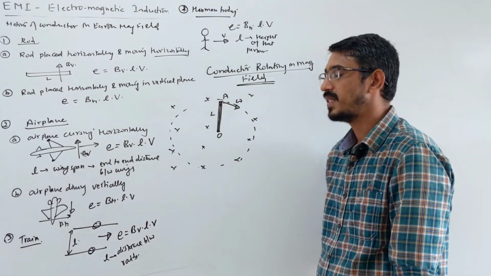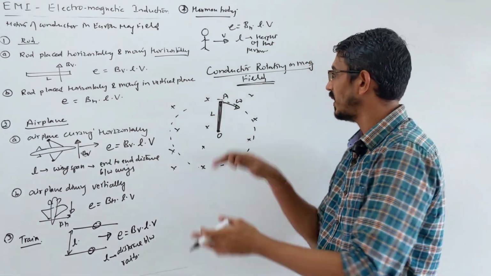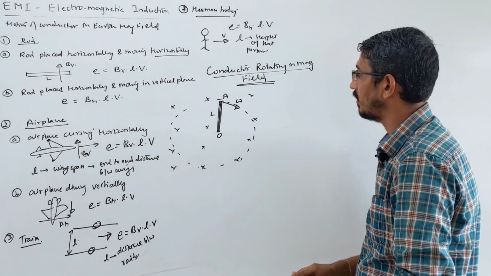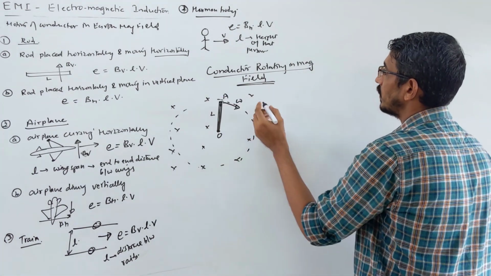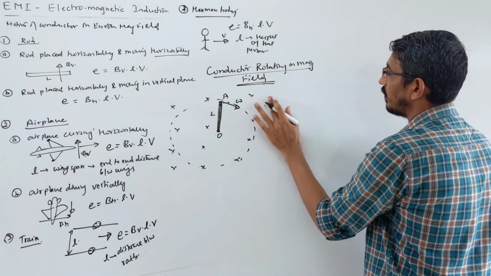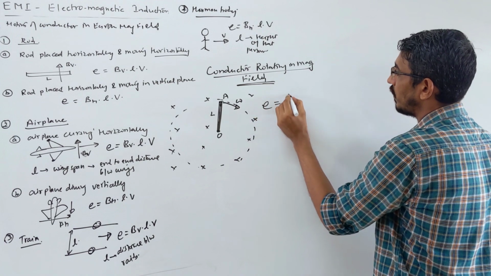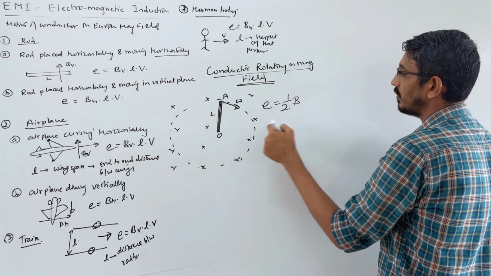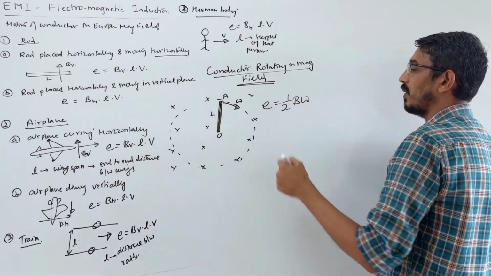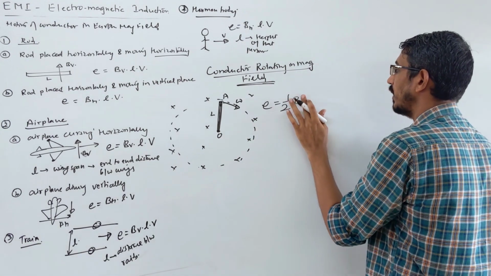Then what happens again? Some EMF will be developed across the two ends, right? Yes, it will develop. So how much will develop? That EMF developed due to rotation is given by this formula, half B, magnetic field, angular velocity. Okay, let's write properly.